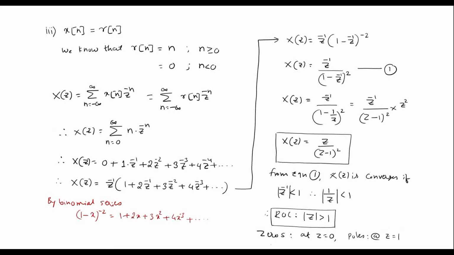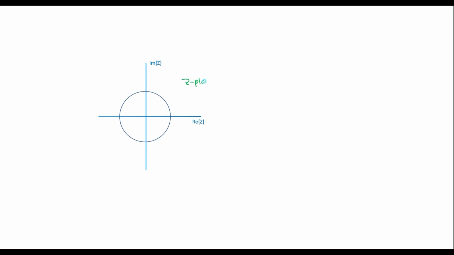Now let's draw a z plane and we'll mark the ROC, zeros and poles. So let this be the z plane. The ROC exists for z greater than 1. We'll assume that this point is 1, and the ROC exists exterior to 1. So this is the ROC. The zero exists at z equal to 0 and the pole exists at z equal to 1.